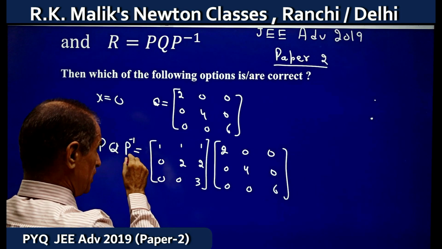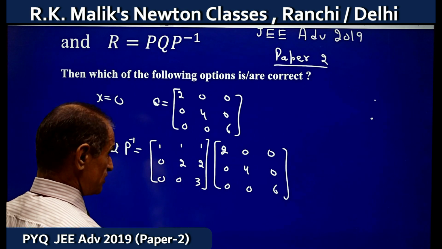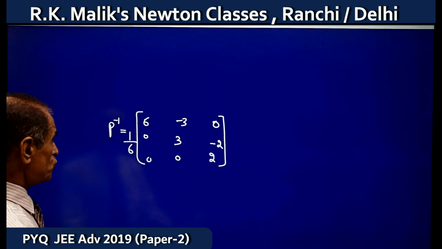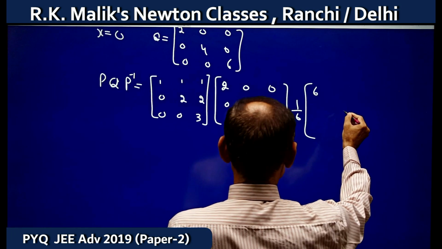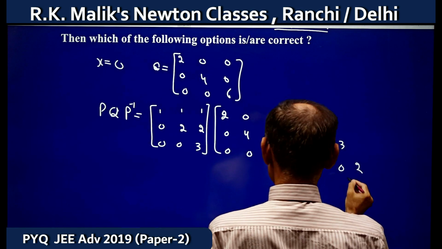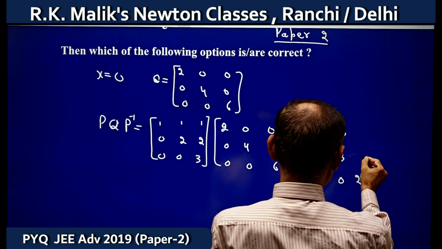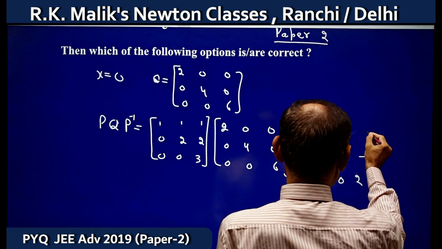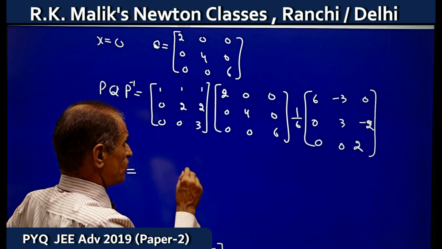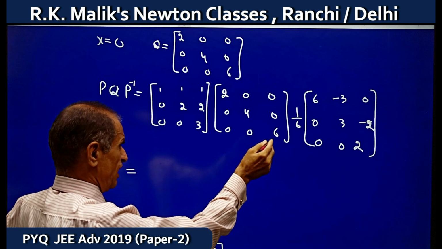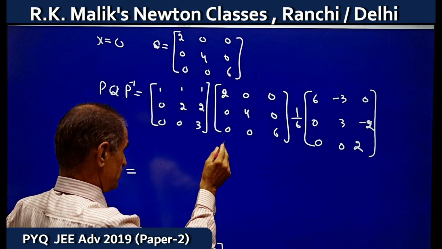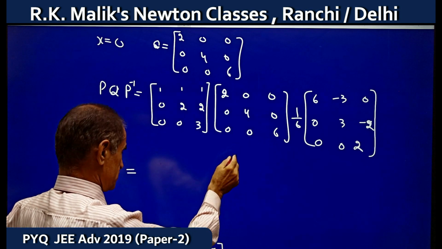Hence the value of PQP inverse. P is this, Q is this. P inverse will be 1 by 6 times, using this value of P inverse, 6, 3 and 2; 0, 0, 0; -3, -2 and 0. And now for multiplying three matrices, the associative law says that you can multiply any two matrices first. Suppose I multiply these two matrices first.